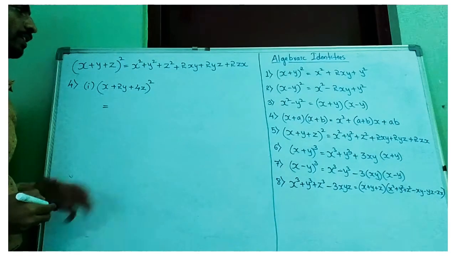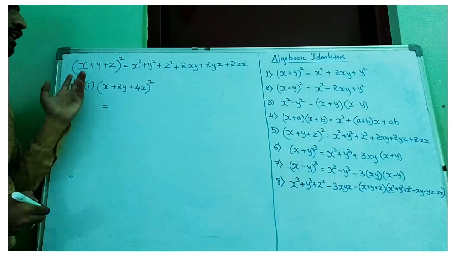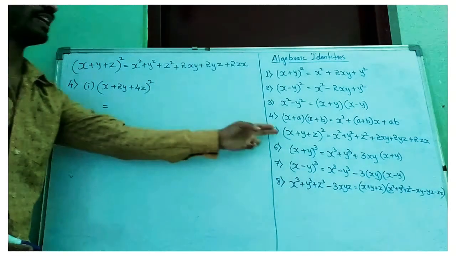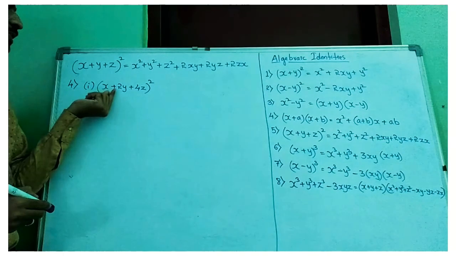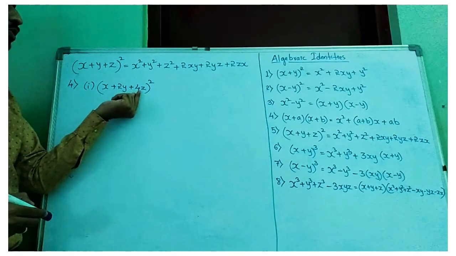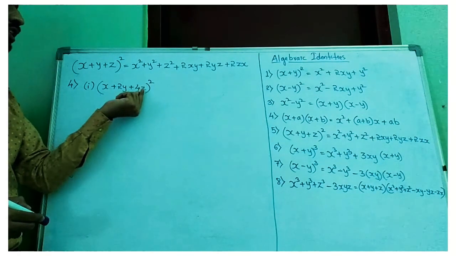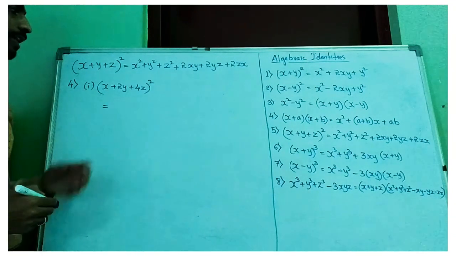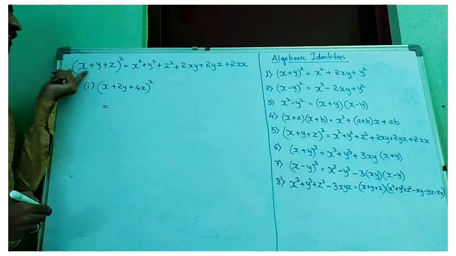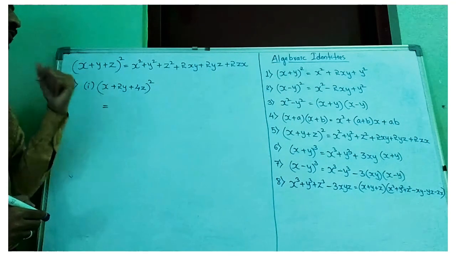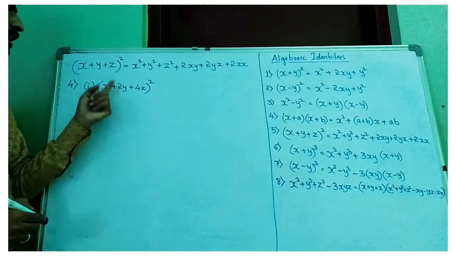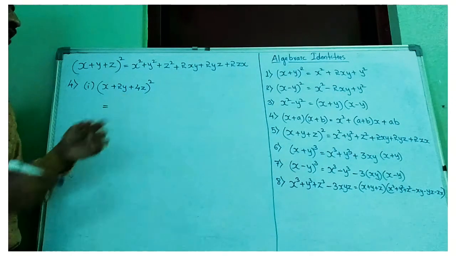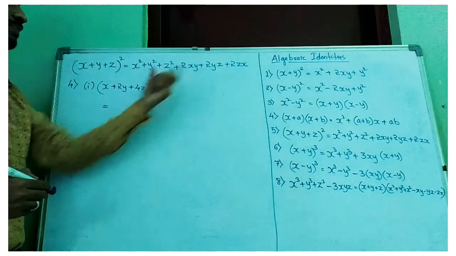Now fourth main, here we have to use again the fifth identity to expand this. They gave the first question, x plus 2y plus 4z whole square. Okay, so the identity is here, x plus y plus z whole square. In place of x, x is there. In place of y, they took 2y. In place of z, they took 4z. So just you have to use this expanded form.